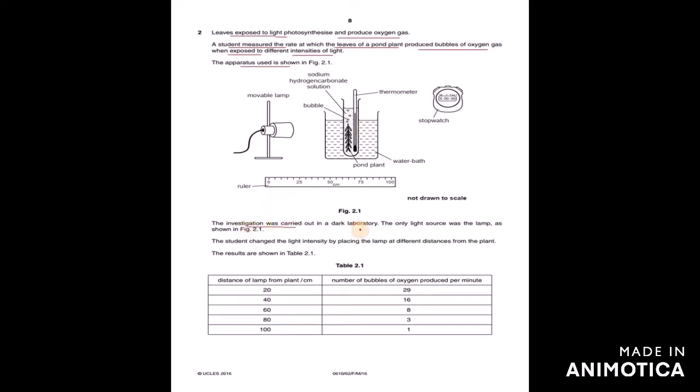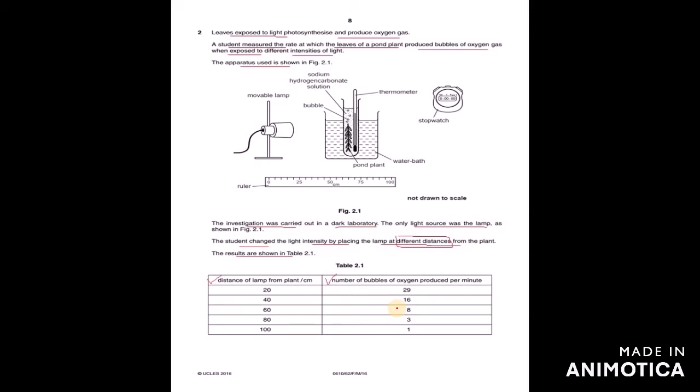The investigation was carried out in a dark laboratory. The only light source was the lamp as shown in figure 2.1. The student changed the light intensity by placing the lamp at different distances from the plant. The results are shown in table 2.1. So, here in this investigation, the light intensity is changed using different distances from the plant, and the rate of photosynthesis is measured by counting the number of oxygen bubbles at each distance.